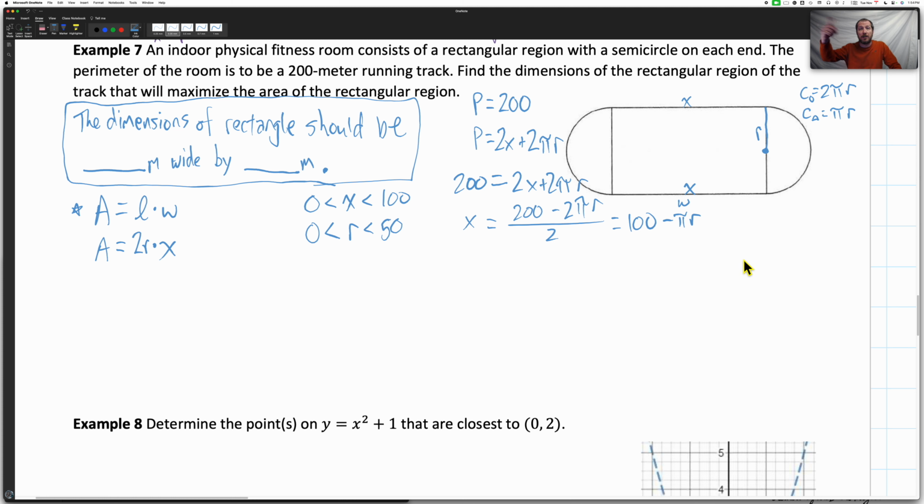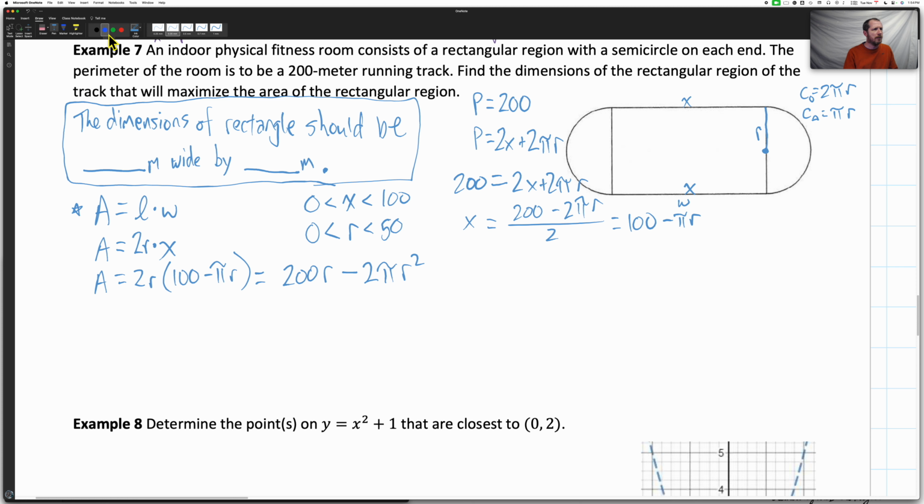Okay, so now we've got our x in terms of r, so now we can plug that into our area formula in place of x. Okay, so now we've got our area formula in terms of one variable. Before we take the derivative of that, let's rewrite it and simplify it into a more differentiable form. So I'm going to distribute that r. That gives me 200r minus 2 pi r squared.